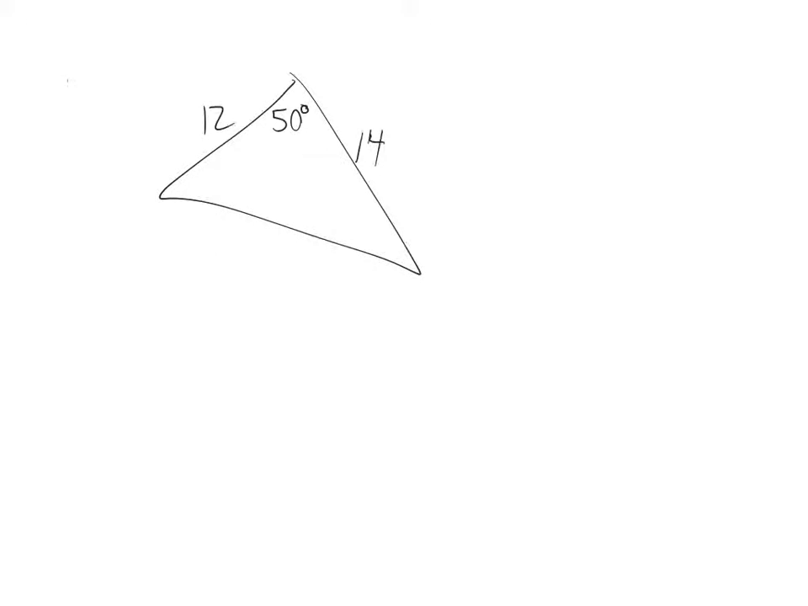Here's the nice thing though. If we use the law of cosines, that's going to tell us what this side over here is. It'll always tell you the side across from the angle you're using in your formula. In your formula, you have c squared equals a squared plus b squared minus 2ab cosine of angle C.